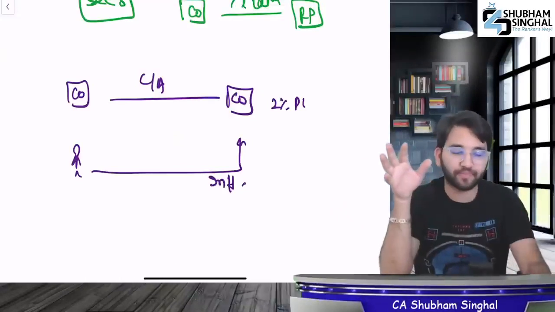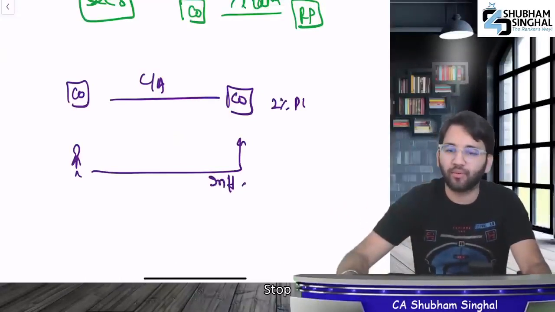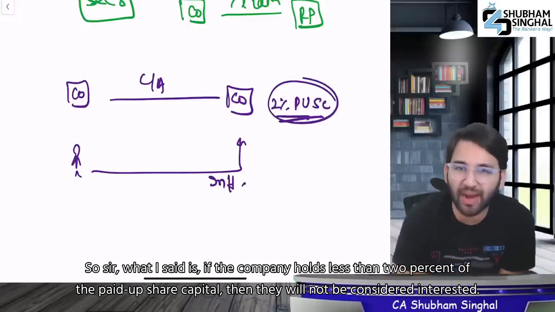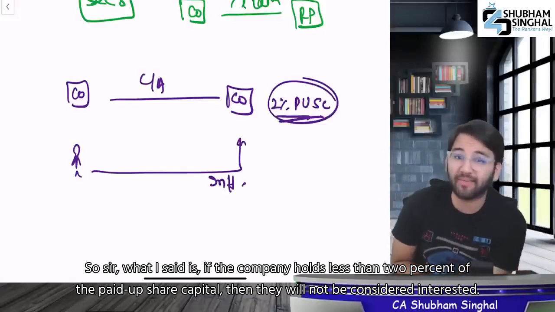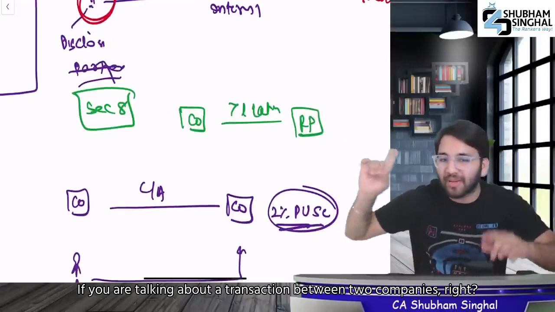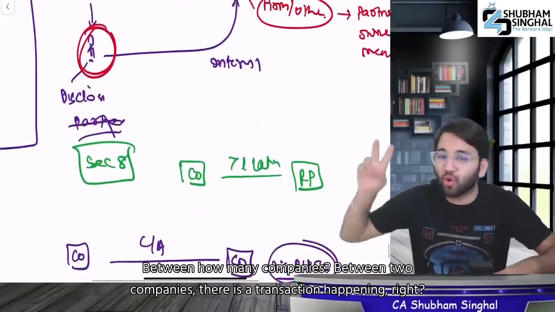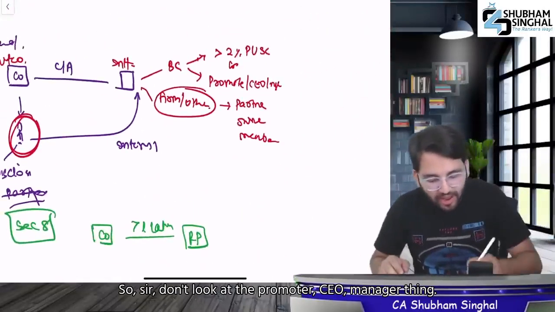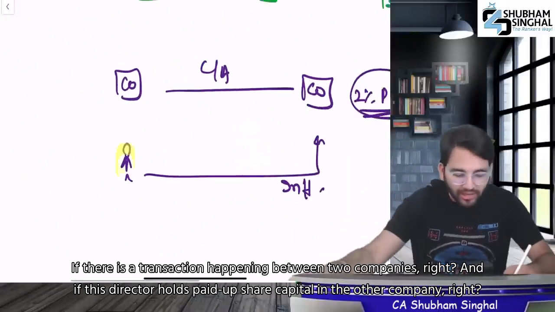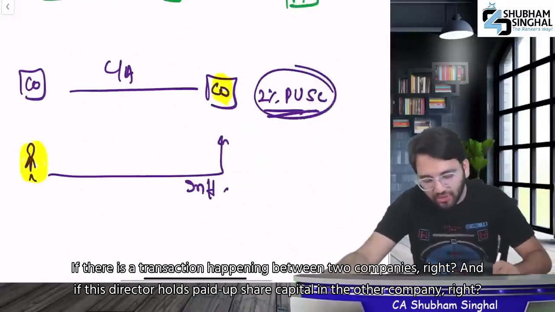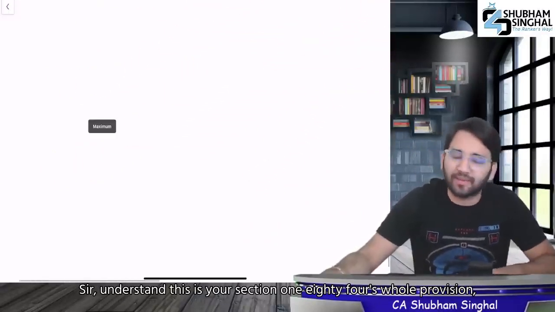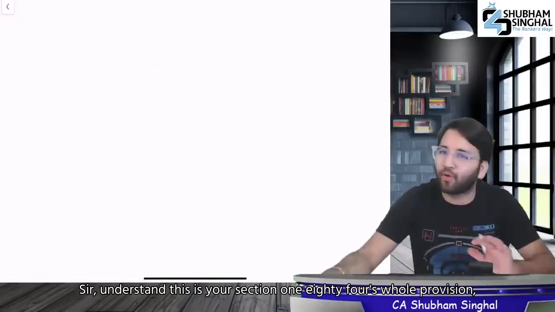What do you mean? What I said, if he holds less than 2% of paid up share capital, he won't be considered interested. What does this mean? It is very simple. If a transaction is happening between two companies, is that right? So don't look at the promoter, CEO, manager thing. If the transaction is happening between two companies and this director holds paid up share capital in the other company, then only should he be considered interested, otherwise no point in it. Understand, this is your Section 184's whole provision.